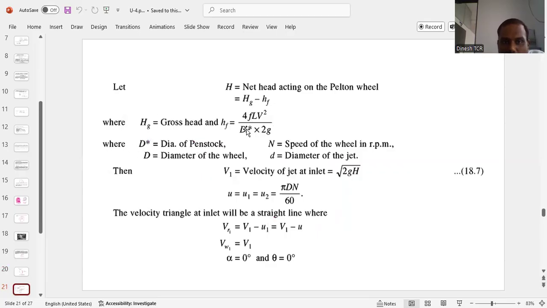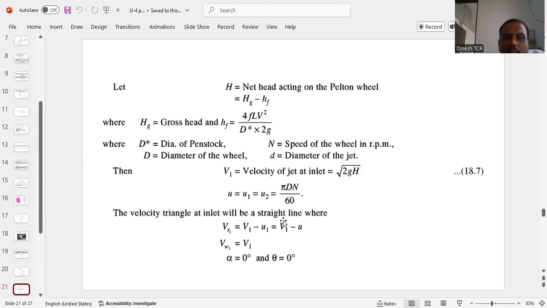Some of the important definitions we already know, right? The net head acting on the Pelton wheel is gross head minus head loss. And the head loss we already know as per the Darcy-Weisbach equation is 4FLv square by 2gD. The velocity of jet at inlet, the absolute velocity, is given by the formula square root of 2gh. The tangential velocity or blade velocity is calculated using the formula pi DN by 60. D is the diameter of the runner. N is the RPM with which it rotates, divided by 60 will give you the tangential velocity.